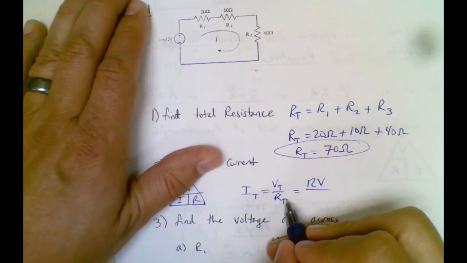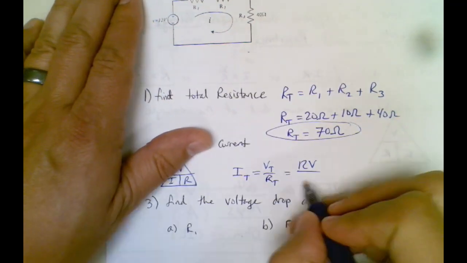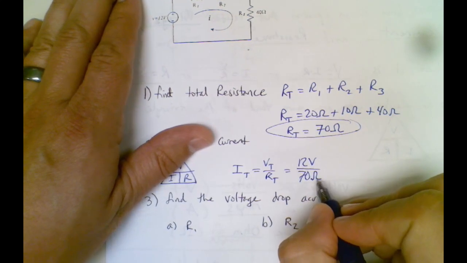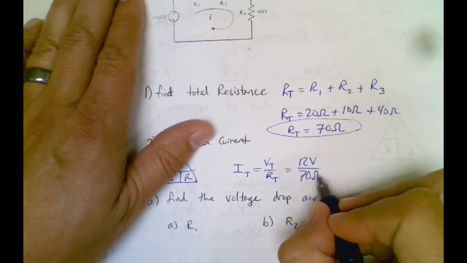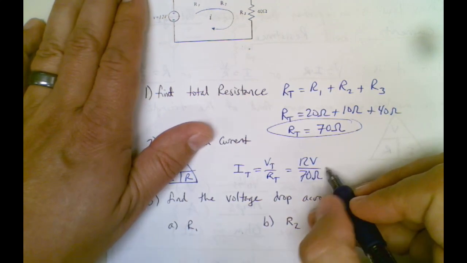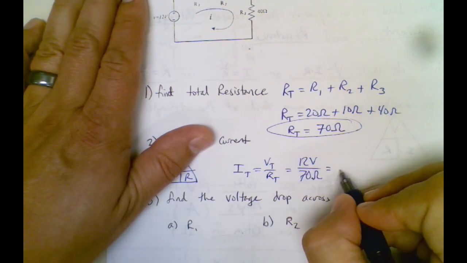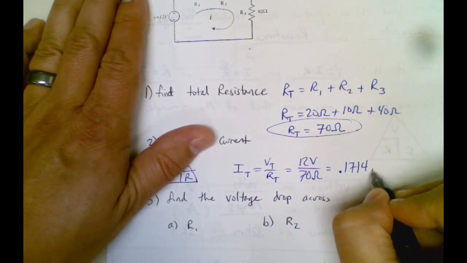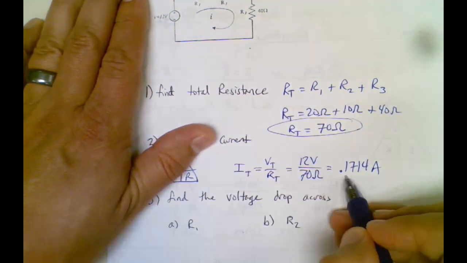And I already know my total resistance because we just found it right there, 70 ohms. You want to make sure you're using whole volts and whole ohms. Don't be using kilovolts or kilo ohms or mega, anything like that. So if you divide this on your calculator, you get 0.1714 amps. Remember, current is measured in amps.